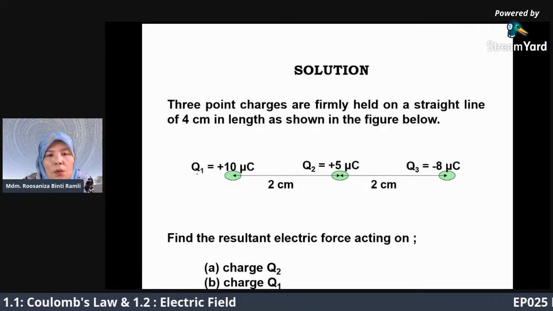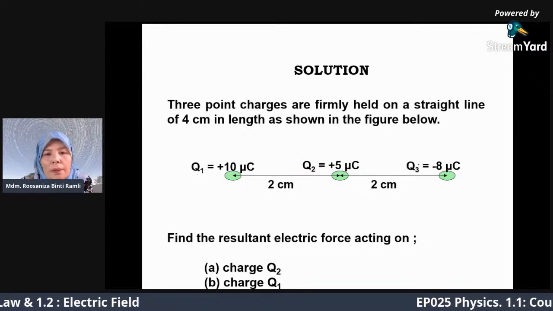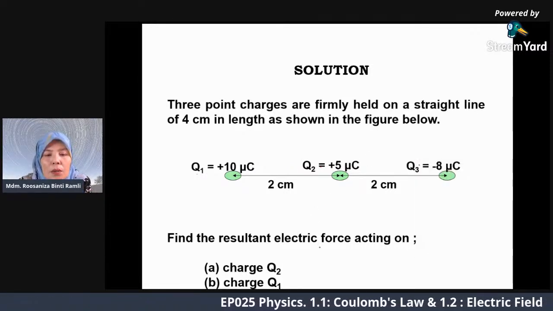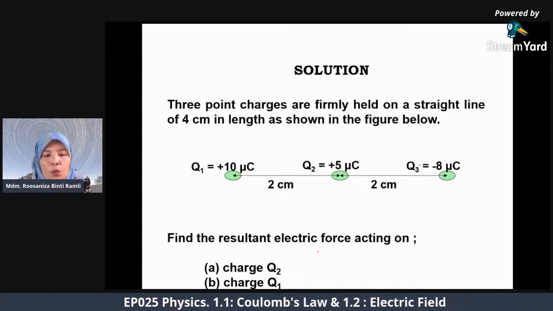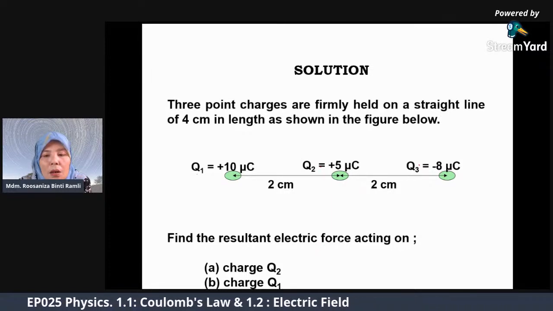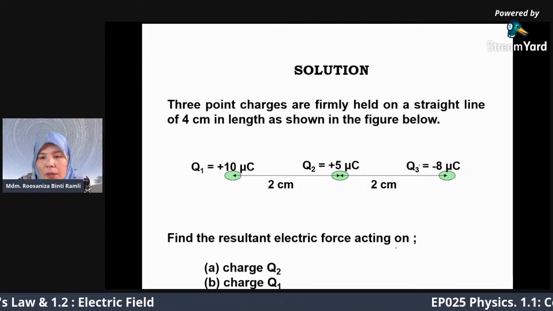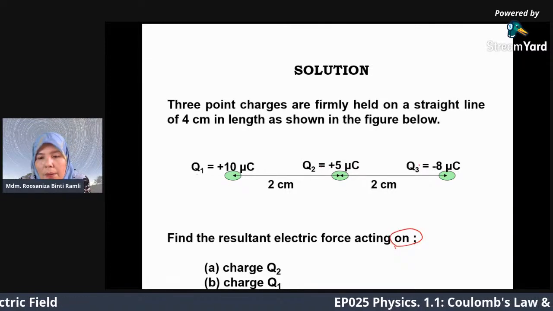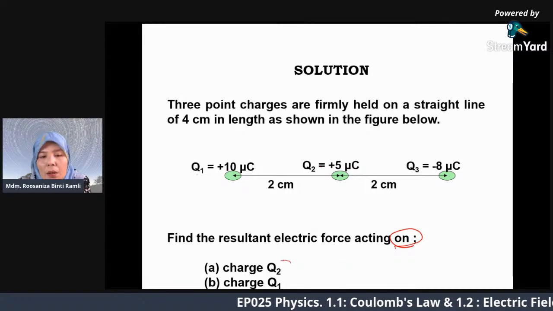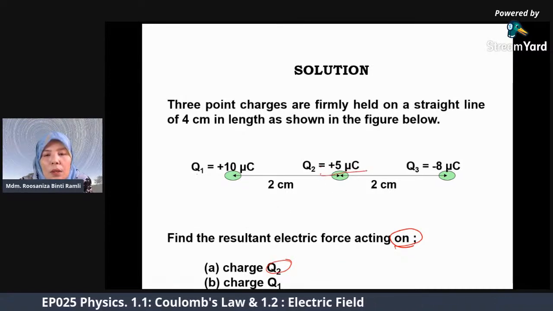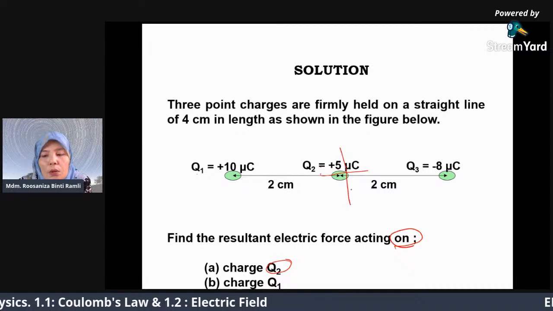So you have charge Q1, Q2 and Q3. Then the question asks you to find the resultant electric force acting on charge Q2. So first, when you get the question, you have to find the force on what? On Q2. So on Q2, you have to draw the diagram on charge Q2.